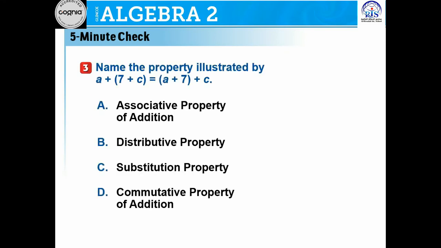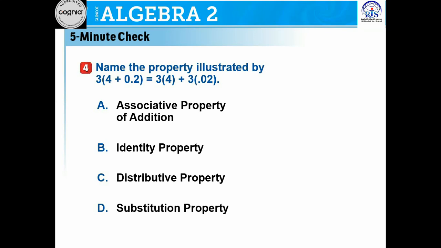Name the property illustrated by a plus, between brackets, 7 plus c, equal a plus 7, between brackets, plus c. Of course, here we can notice that the brackets change. This means it is the associative property of addition.